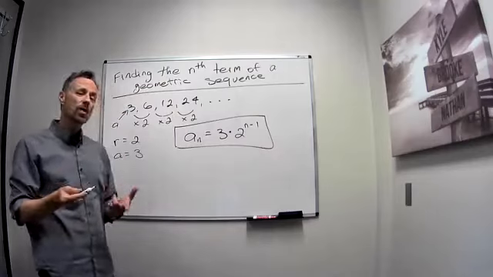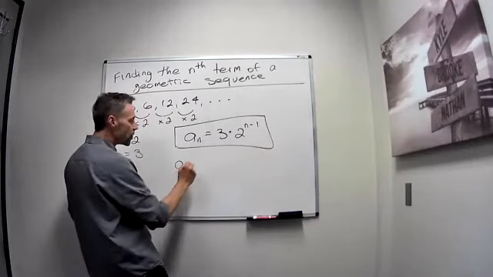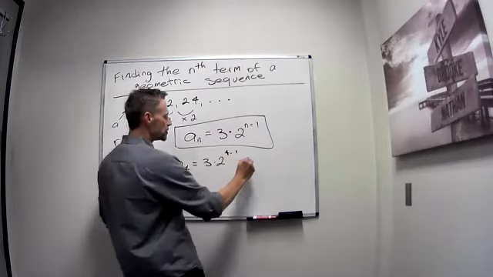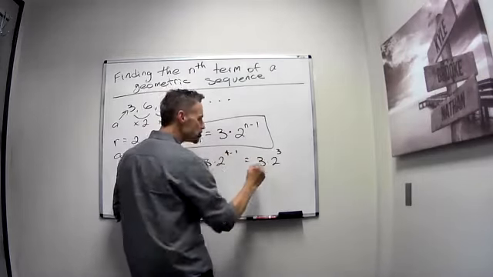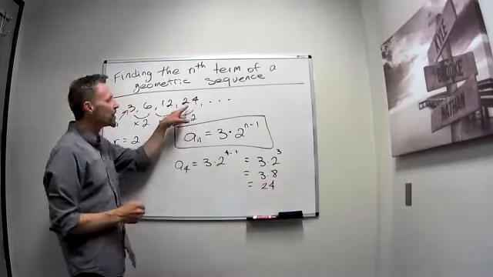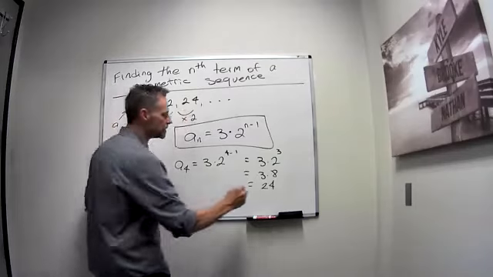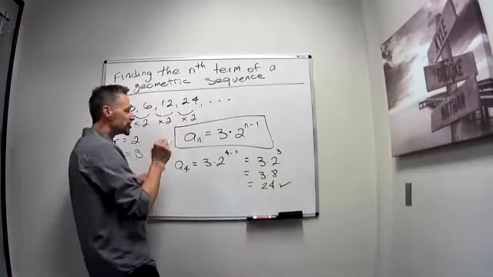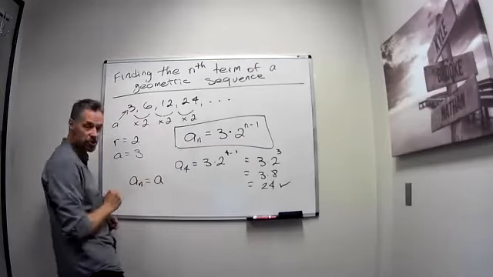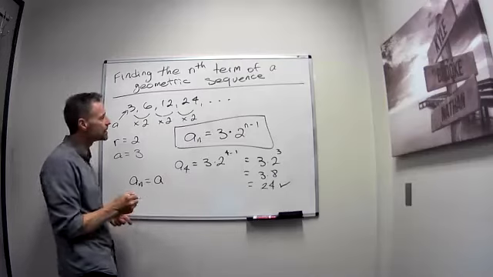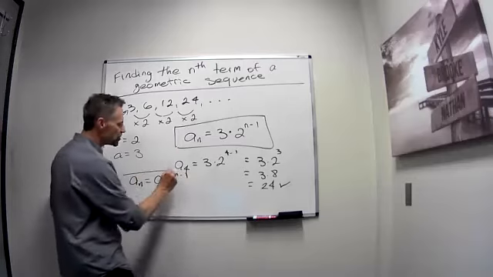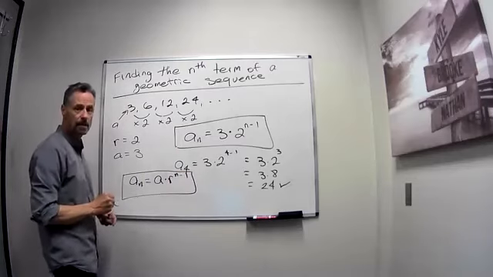And that's actually my formula. We can just check one of these. Let's say A sub 4 would be 3 times 2 to the 4 minus 1, which is 3 times 2 cubed, which is 3 times 8, which is 24, which is what we said that term was. So the general formula, A sub n, is that first term A, you can call it A sub 1 if you like, times the ratio to the n minus 1 power. So there's my general formula.